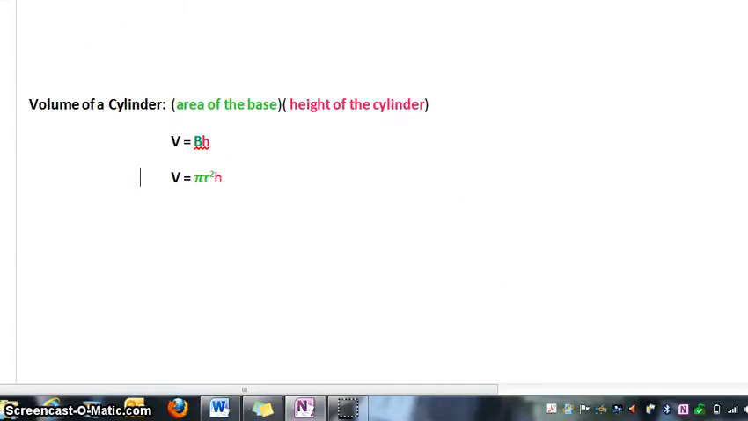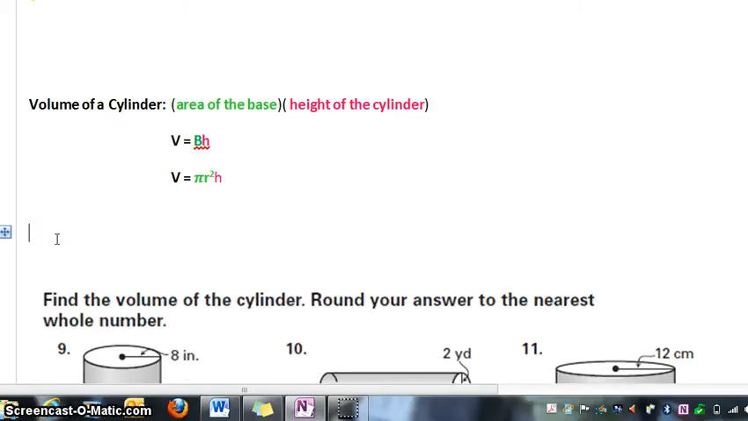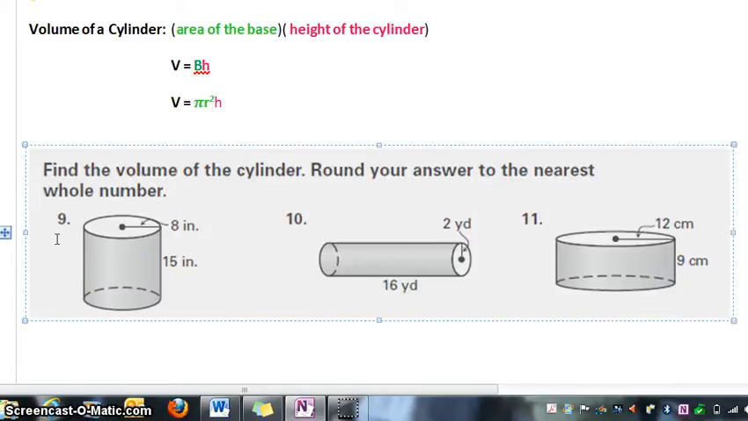The volume of a cylinder, the formula is the same. Volume equals area of the base times the height. But this time the base is shaped like a circle. So the formula for the area of the circle is pi r squared. So just don't forget that. And you may want to leave pi in your problem until the very end and then hit that pi button on your calculator in order to compute.